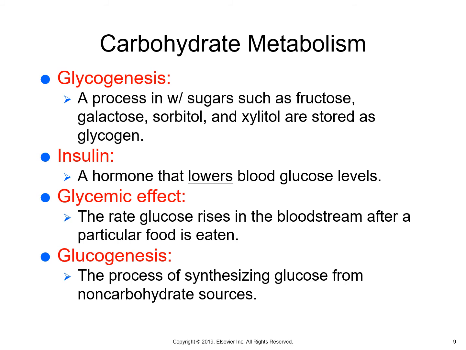Glycogenesis is just the process where sugars, such as fructose from fruit or galactose from milk, sorbitol, which is a sugar alcohol, and so is xylitol, are all stored as glycogen in the body, which is that stored form of energy that our body can call upon if we run out of glucose stores.